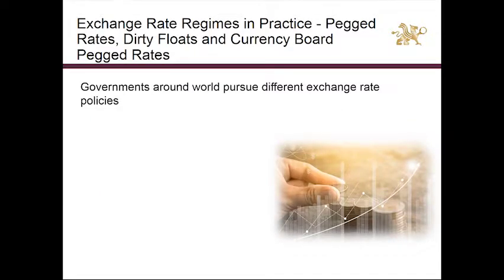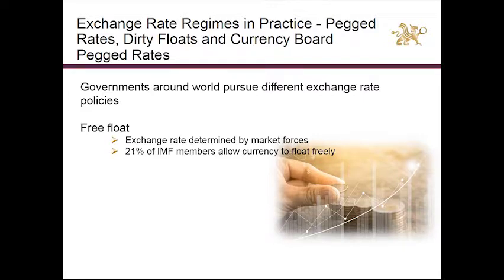Governments around the world pursue a number of different exchange rate policies. These range from a pure free float, where the exchange rate is determined by market forces, to a pegged system that has some aspects of the pre-73 Bretton Woods system of fixed exchange rates. Some 21% of the IMF members allow their currency to float freely. Another 23% intervene in only a limited way, so-called managed float. A further 5% of IMF members now have no separate legal tender of their own. This figure excludes the European Union countries that have adopted the euro.